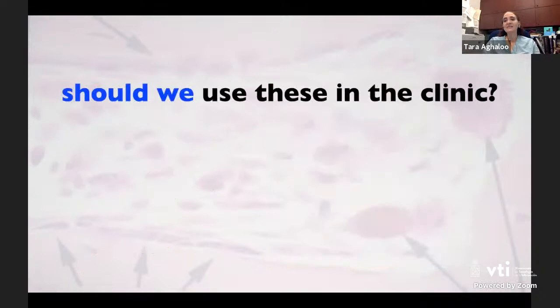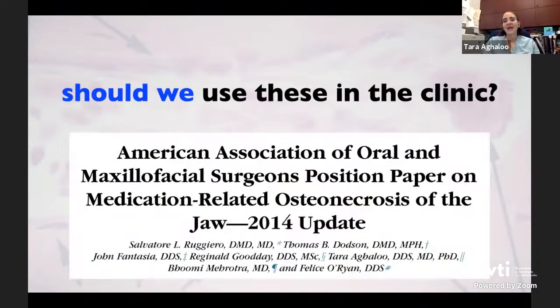So should we use these in a clinic setting? This is the last position paper by the AAOMS, which was in 2014. It goes over the recommended therapies for osteonecrosis of the jaws, depending on what stage of disease it is. And I'm going to go over those for you right now.